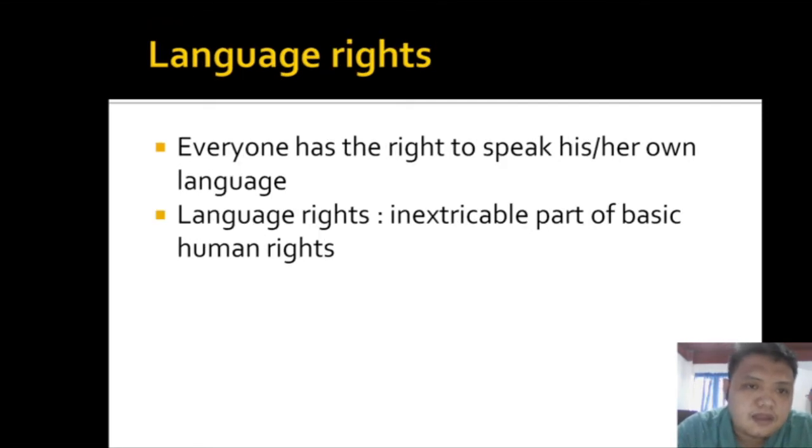Now, we have to point out that language rights exist. Everyone has the right to speak his or her own language, especially at home, at work, at school, sa kahit saan mang lugar. It is our right to speak what language we want to speak. Language rights, again, is an inextricable part of the basic human rights.